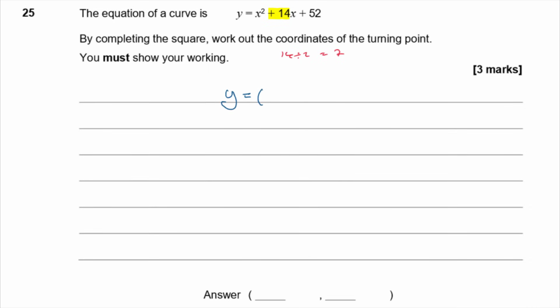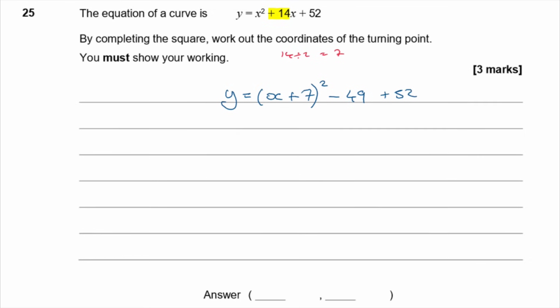So y is going to be equal to x plus 7 all squared. That is going to be my replacement for x squared plus 14x. But x plus 7 all squared is actually x squared plus 14x plus 49. So I've introduced 49 more into my equation than I had to start with, so I need to take it away.